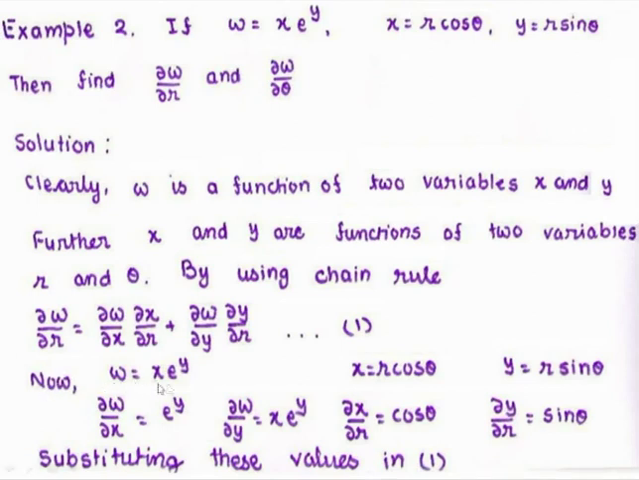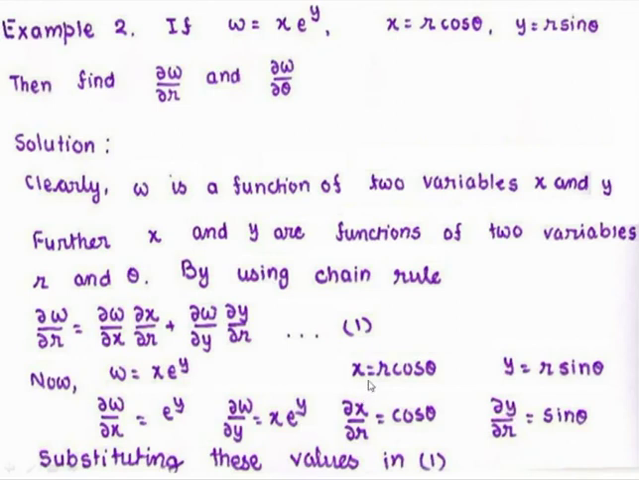So here w is equal to x into e raised to y. So del w by del x: the derivative of x is 1, e raised to y is as it is, so e raised to y is the partial derivative of w with respect to x. Similarly, we can find the partial derivative of w with respect to y. So del w by del y is equal to, x is constant, so we keep it as it is, and the partial derivative of e raised to y with respect to y is e raised to y. So we get del w by del y is equal to x e raised to y.